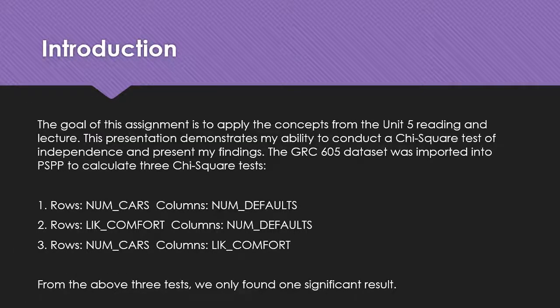The goal of this assignment is to practically apply concepts from Unit 5's reading and lectures. This presentation will aim to demonstrate my ability to conduct a chi-square test of independence and to present my findings.